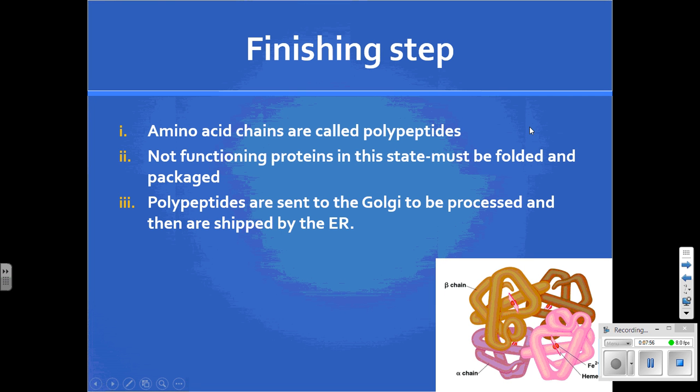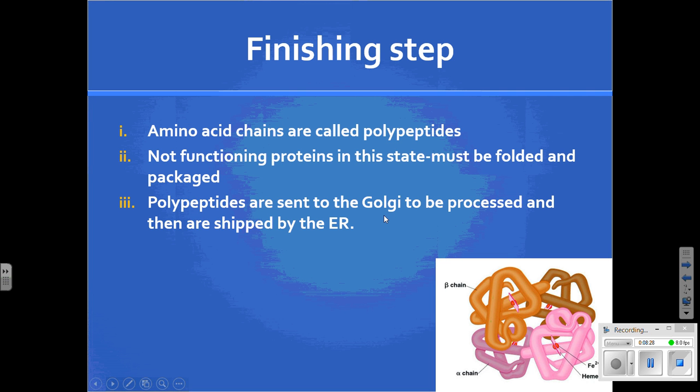ideas. So finishing step, those amino acids have to link together. They're held together by a peptide bond, and it's called a polypeptide once we link one amino acid to the next. However, once you've linked them, it's still not a functioning protein. We have to fold that protein, package it up, and then ship it to wherever it's needed in the body to do its job. So those polypeptides are sent to the Golgi. That's where that comes into play. That's your FedEx center.